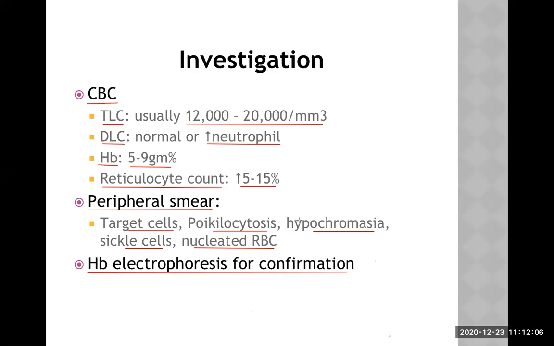Yes, we do all of them. But what is the question? You need to listen properly. The question is about which is the most important investigation. And that has to be hemoglobin electrophoresis here.